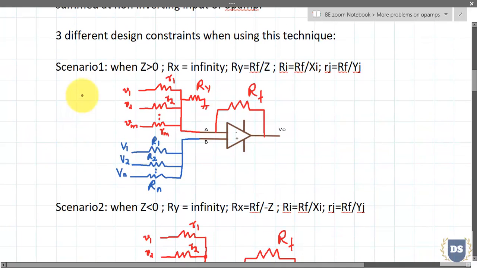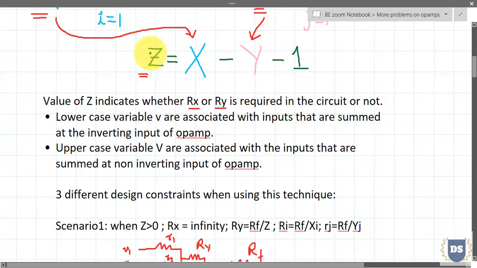Now let's take the first scenario where Z is greater than 0. So after calculating the value of Z based on the X and Y values, if this Z value is a positive value, then Rx will be infinity.